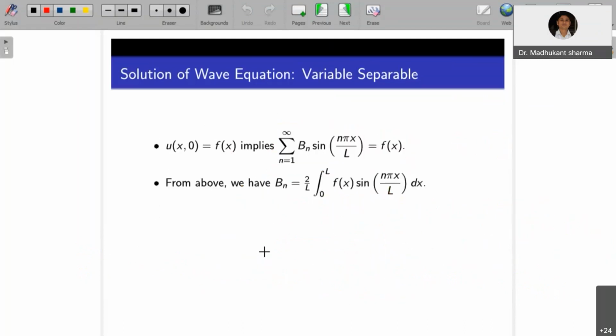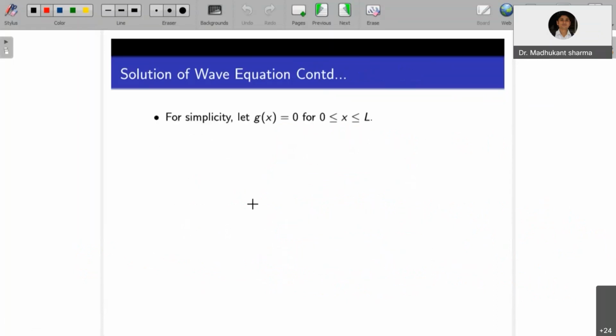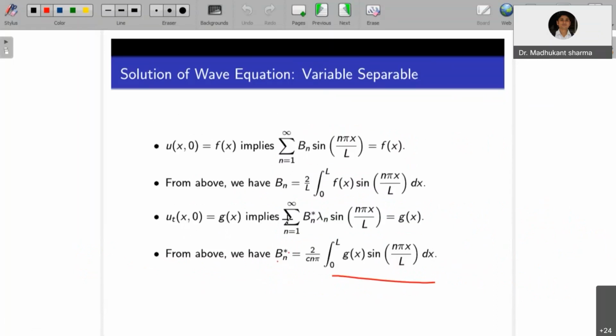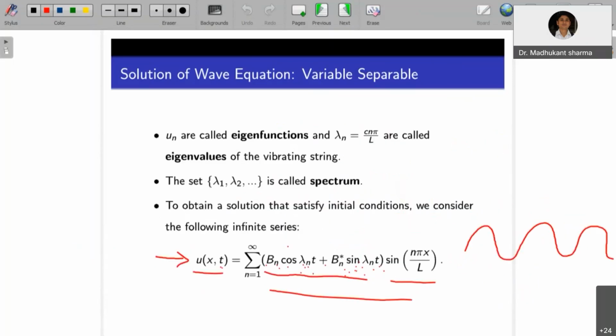Now next we are going to consider the simple case, when the initial velocity is 0, that is, g of x is 0. At time t equals to 0, you are not touching it. What will happen is the following. g of x is 0, which means you are not having the bn star term. So bn star is 0. What does that mean? This term will not occur. Only you have bn cos lambda n t times sine of n pi x by L.